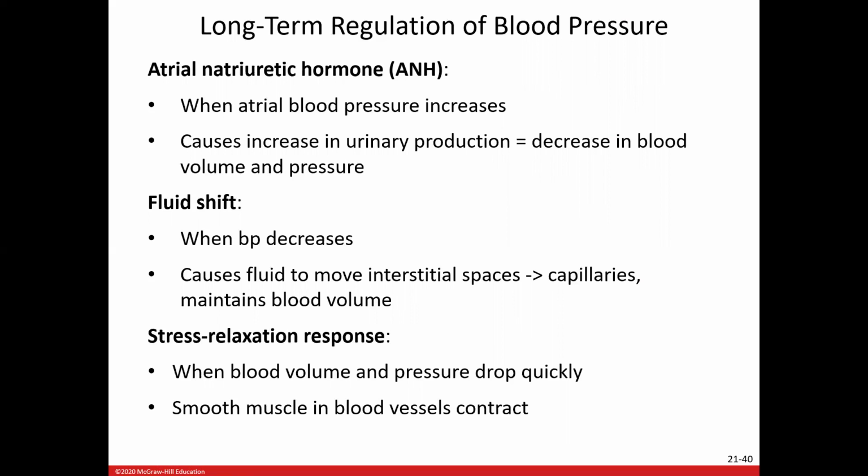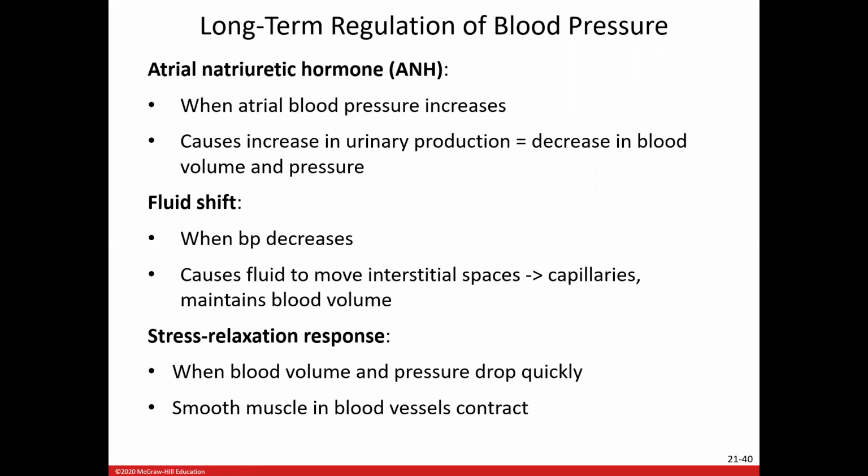Then you have what's called fluid shift, and this is again when we have a drop in blood pressure. What's going to happen is the interstitial spaces, which I didn't get too much into, but they're outside the capillaries, we're going to have more fluid move from those spaces to the capillaries, and because we are reabsorbing more blood, we're increasing that blood volume. We're going to have an increase in blood pressure.